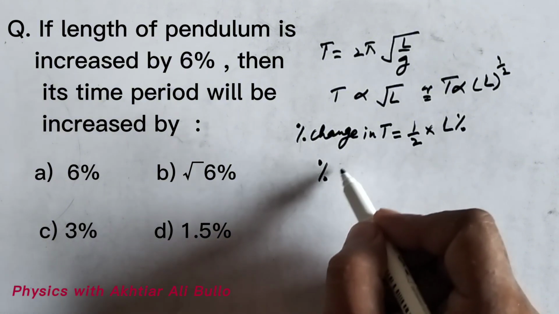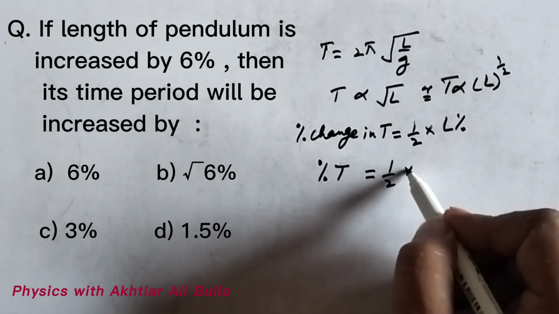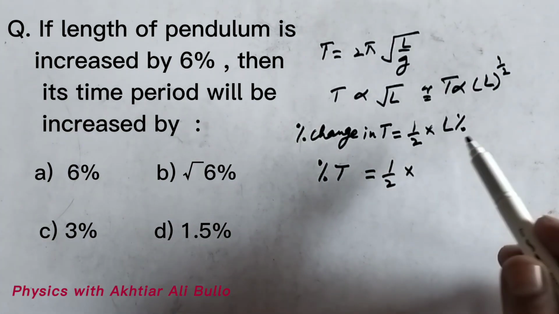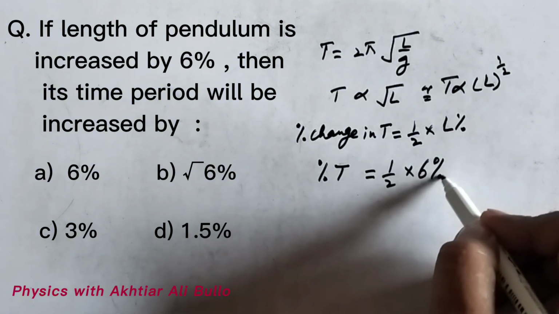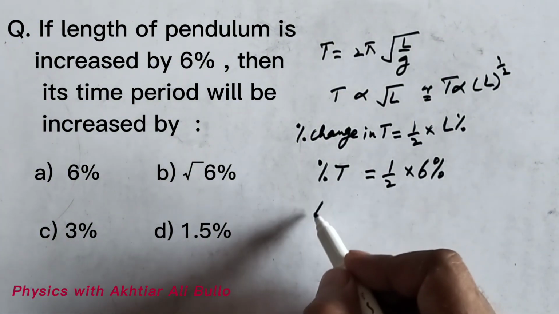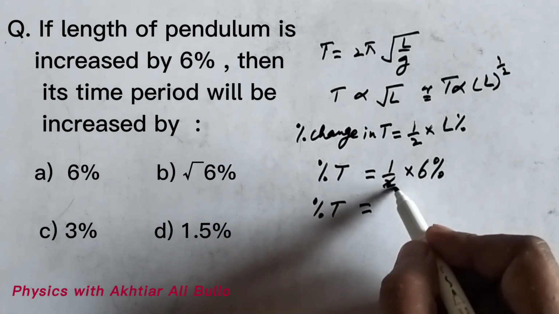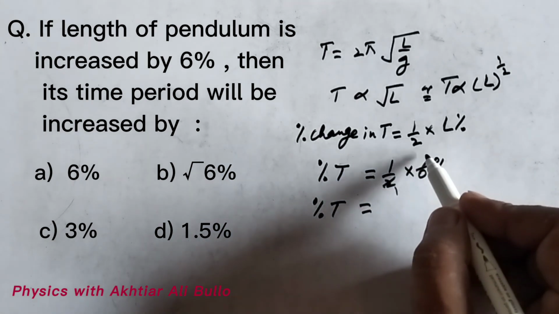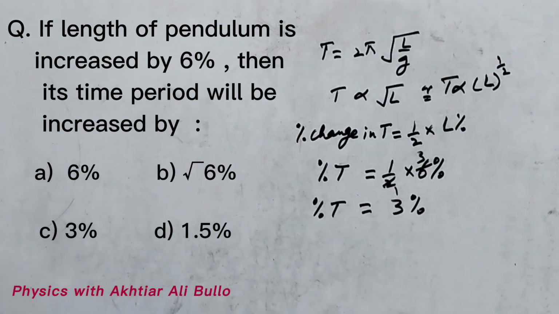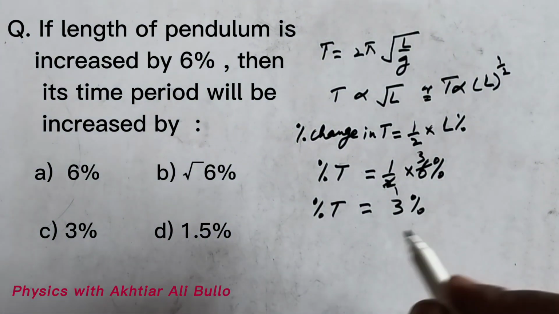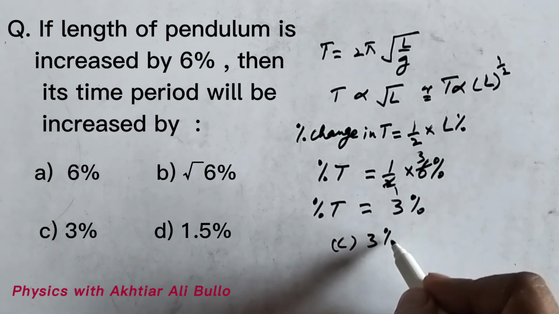So the percentage change in time period will be equal to 1 upon 2 into the percentage change in length, which is 6%. The table of 2 is: 2 ones are 2, and 2 threes are 6. So it will be obtained as 3%. So the correct option will be C, 3%.